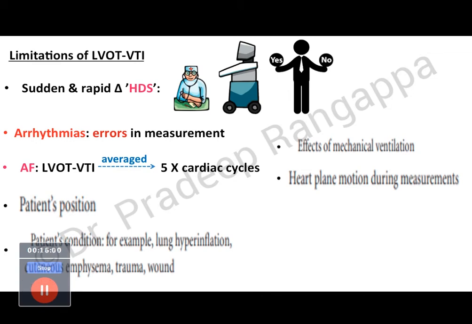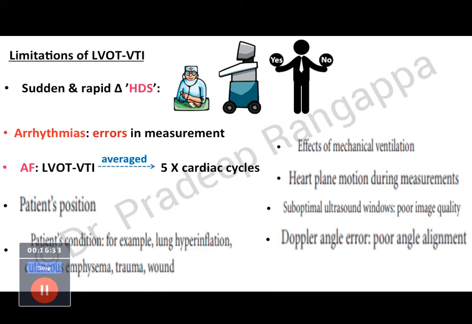If there are movements during measurements, I think that also can be falsely interpreted. I think a suboptimal ultrasound window with poor image quality can be a problem, because I'm sure all of you agree there are certain instances where no matter what you do you won't get a window, and you may just not be able to do LVOT. Or if you have a patient with huge ascites, with emphysema or any of these conditions, it is very difficult to get a good window. And these are some of the problems or fallacies where we may not be able to ascertain the volume status.